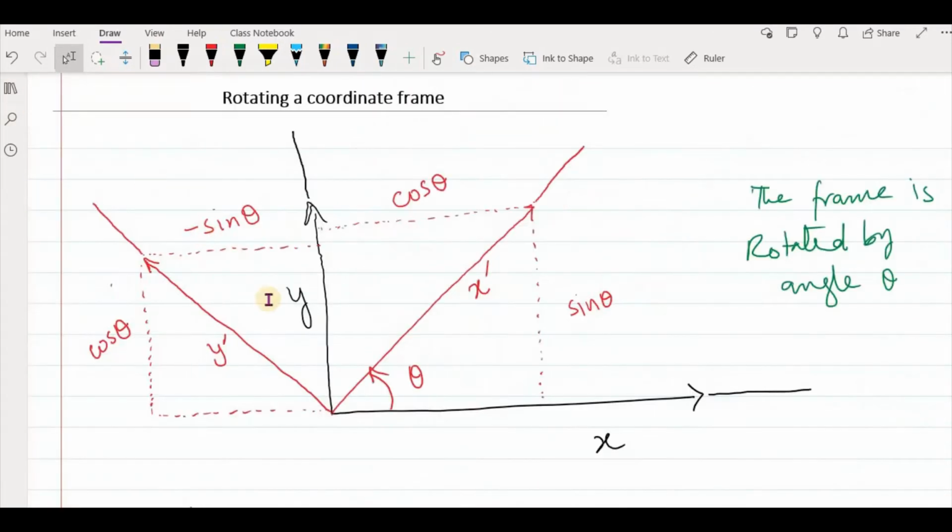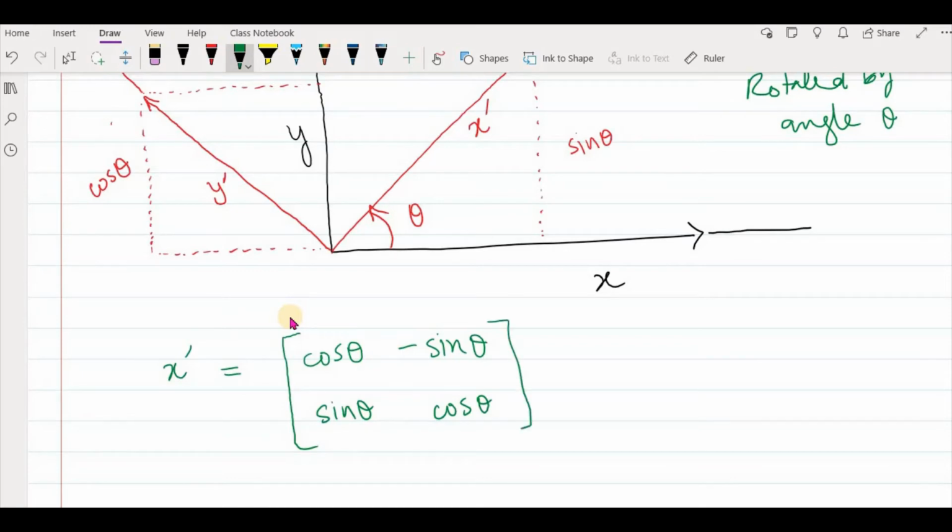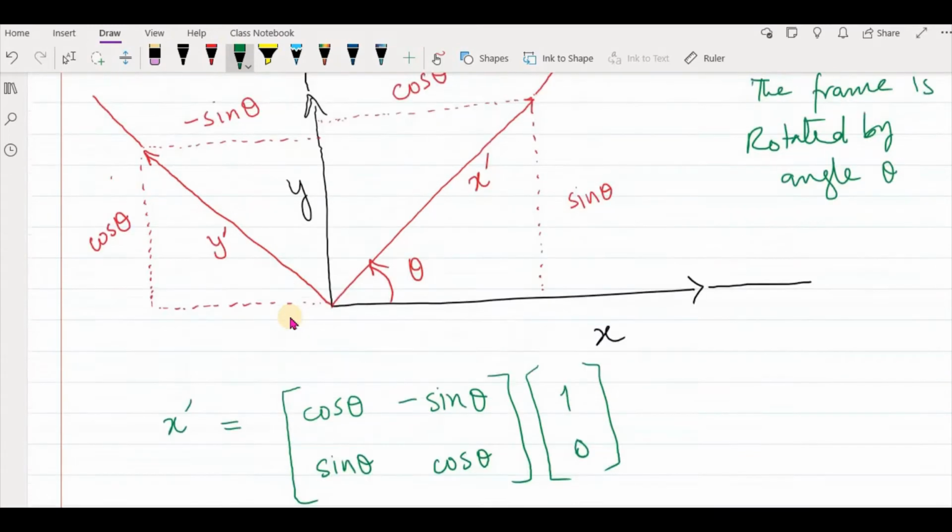So we can repeat the same thing here, and we can write it down like this: x prime is equal to the rotation matrix, cosine theta, minus sine theta, sine theta, cosine theta, and then we have here 1, 0. 1 is because it is a unit vector here.